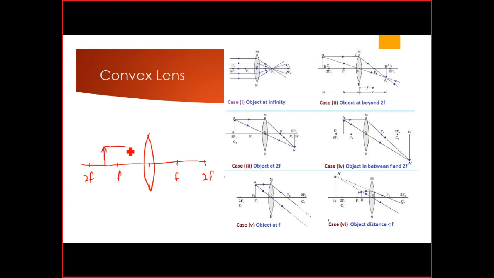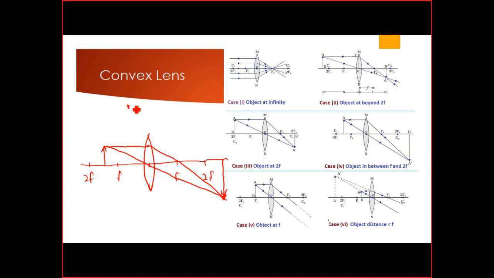Let the light ray pass through the lens. The ray will pass through the F. And from this object, another ray will pass through O, and then it will go until here. Now you can see that this is the converging point. Let the image become here. This is the image.